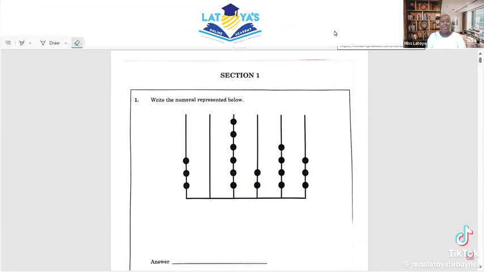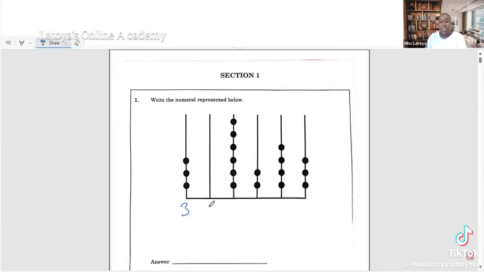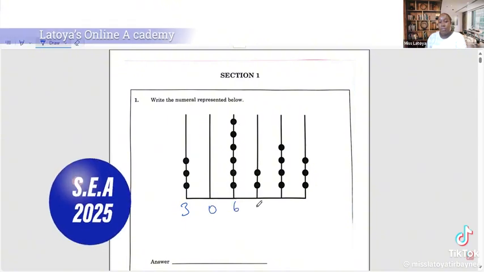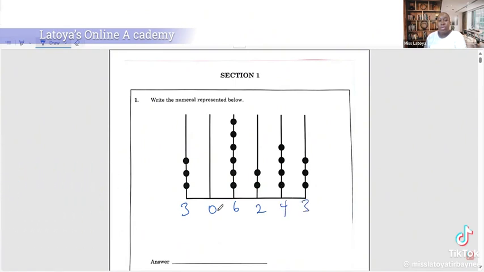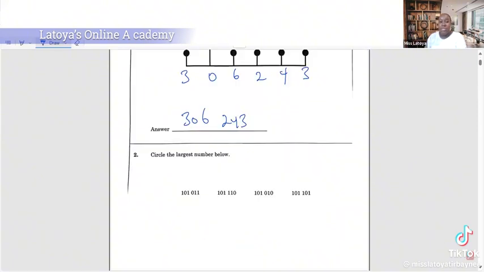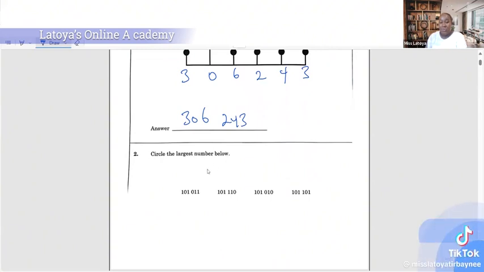Let's begin. Write the numeral represented below. So here we have 3. This is 0. Here we have 1, 2, 3, 4, 5, 6. Here is 2. Here is 4. And here is 3. So the numeral is 306,243.